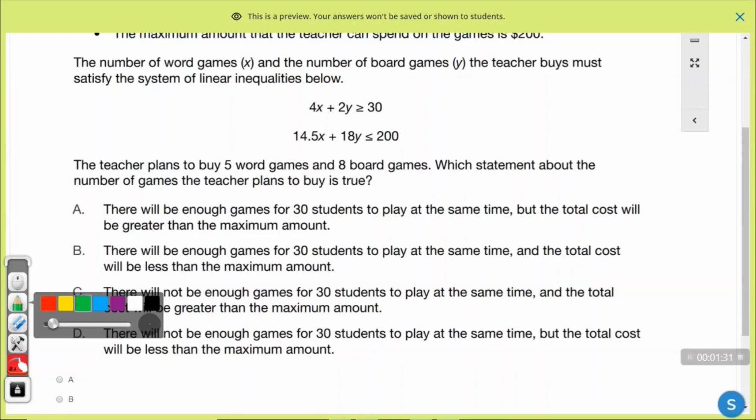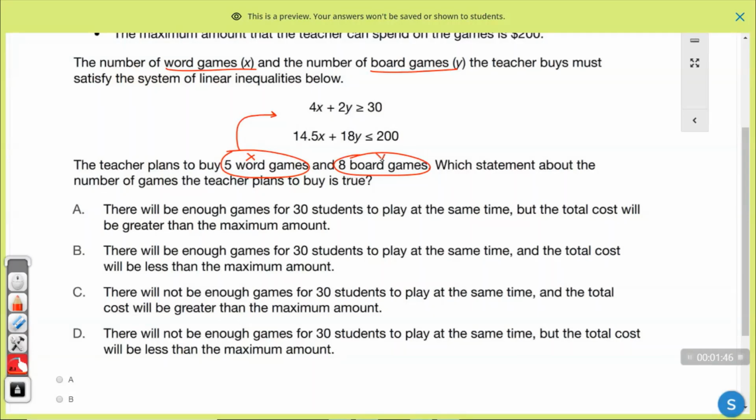Now, before I look at all of these statements, I want to actually take a moment and plug these in. So 5 word games, that is x, because x was the number of word games. I'm going to plug that in here. And I'm going to take the 8 board games. Board games is represented by y. And I'm going to plug that in as well.